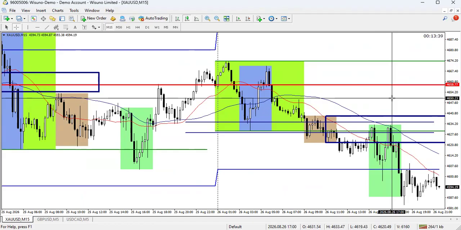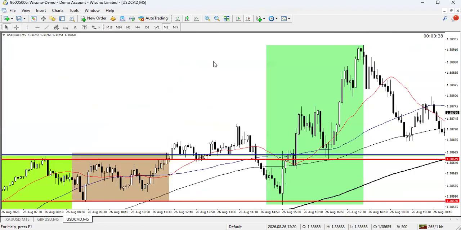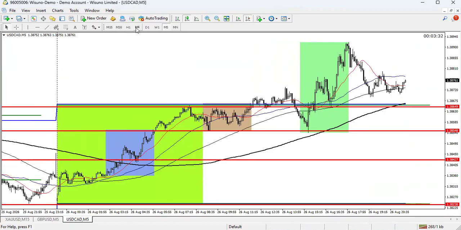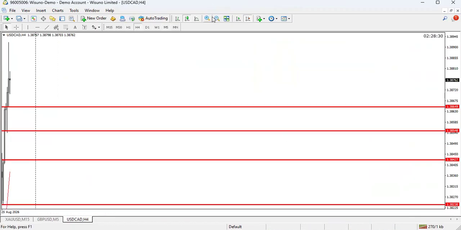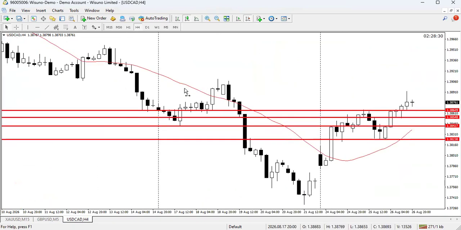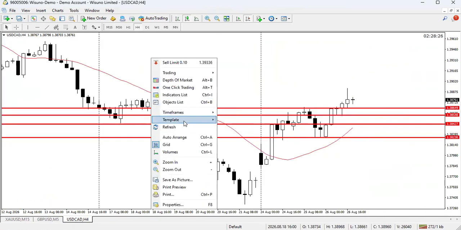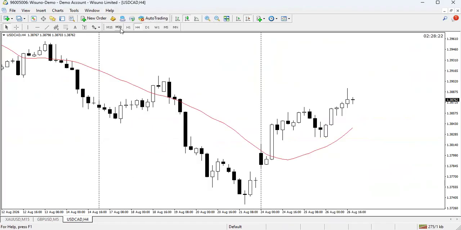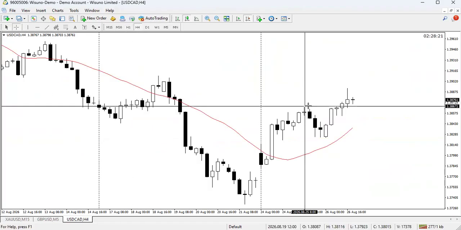Then look at the USD card. It is just the same music exactly. Okay, let me look at USD card quickly. Look at USD card. I'm going to the 4 hour time frame.